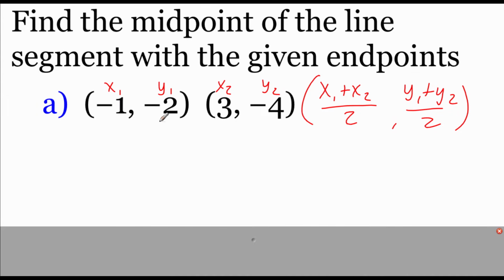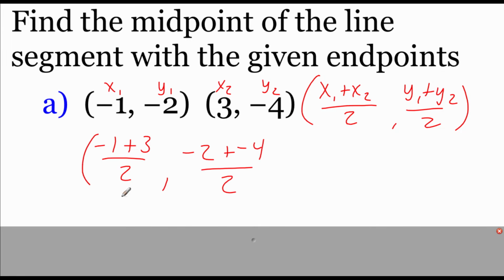So our x1 value is -1, plus our x2 value is 3. We're going to divide that by 2. And then our y1 value is -2, plus our y2 value, which is -4. And then we're going to divide that by 2.